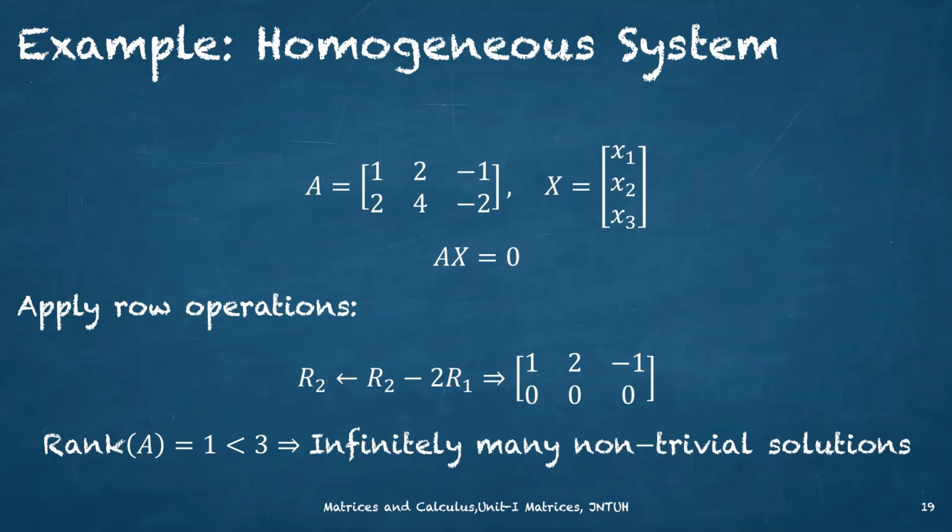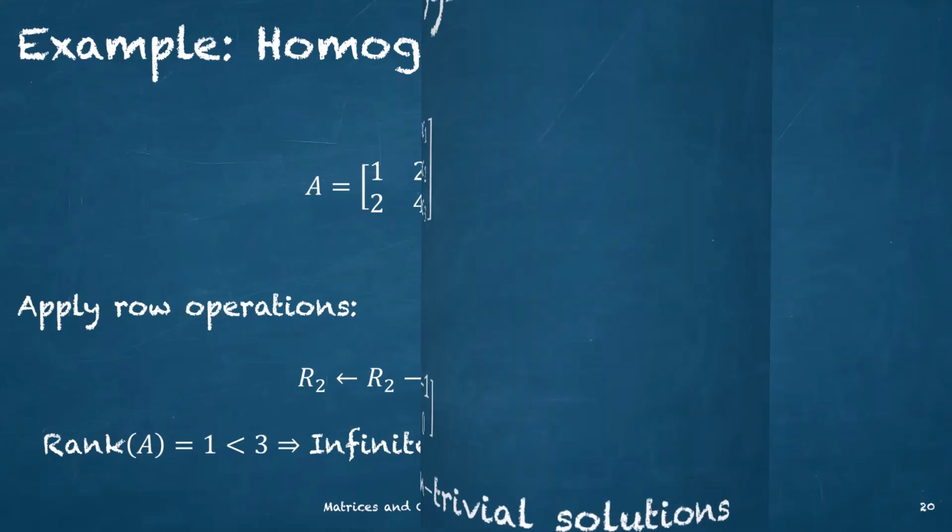To simplify the matrix, we apply a row operation. Replace row 2 with row 2 minus 2 times row 1. This gives us the new matrix, first row 1, 2, minus 1, and second row 0, 0, 0. Now we check the rank. The rank of matrix A is 1, which is less than the number of variables, which is 3. So the system has infinitely many non-trivial solutions, meaning there are many solutions other than just all zeros.